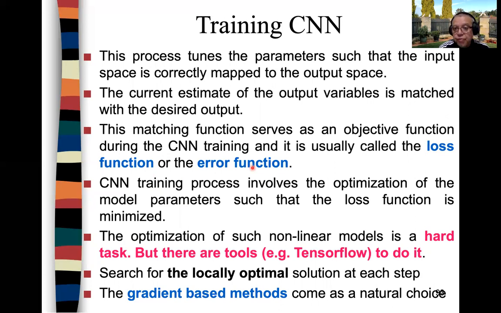The CNN training process involves optimization. So we have an optimization problem of the model parameters such that the loss is minimized. We define our loss function and try to minimize it so that we find the parameters of the network. The optimization of such nonlinear models is a hard task, but now there are tools which allow you to solve it very easily, for example, TensorFlow. So the gradient-based methods come as a natural choice.